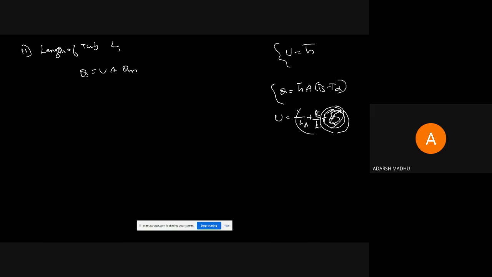Now you want to find the Q value and the theta m value. Once Q and theta m are found, you can find the area. Area is pi d L. Diameter is given, and you can find the value of L here. So how can we find the Q equation?